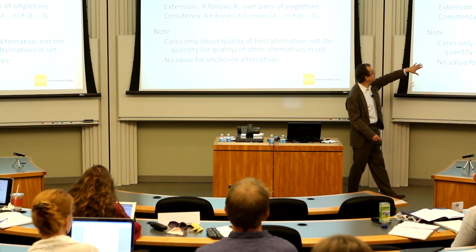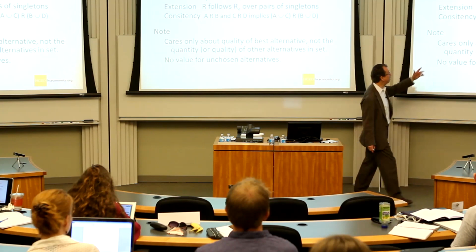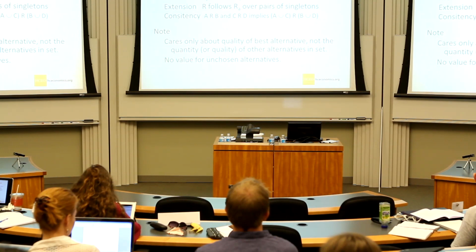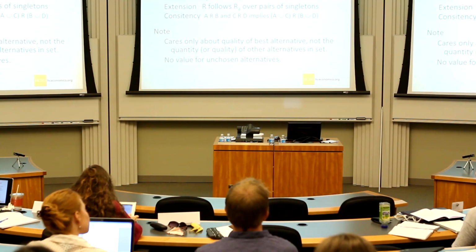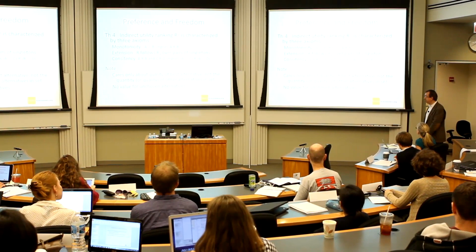And that consistency axiom is very similar to what Krebs had assumed in some results previously. It says that if A has as much freedom as B and C has as much freedom as D, then you union them up and you still preserve the ranking in this order. You don't go back, you go this way. This cares only about the quality of the best alternative, not the quality or even quantity of other alternatives in the set. No value for unchosen alternatives.